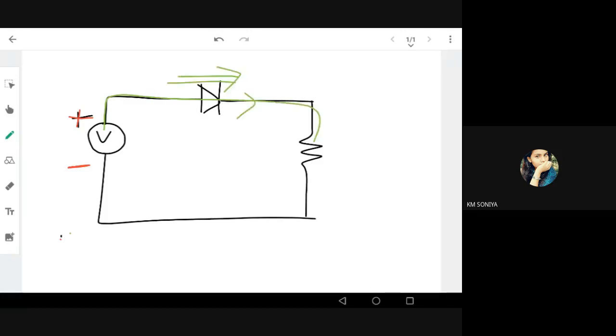This is called forward bias because this is plus and this is minus, right? Because there is a unidirectional valve which allows the current flow. Here it is electron flow, or you can say the opposite direction. Electrons flow in the opposite direction, but still the current is flowing from the plus point to the minus point, because the diode allows the current flow in one direction, right?